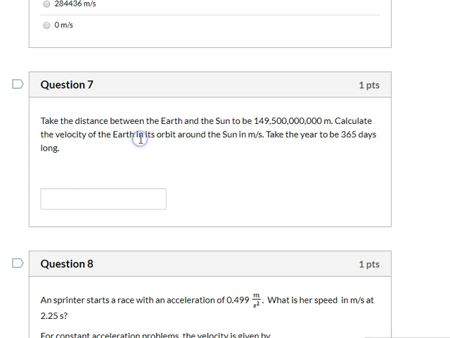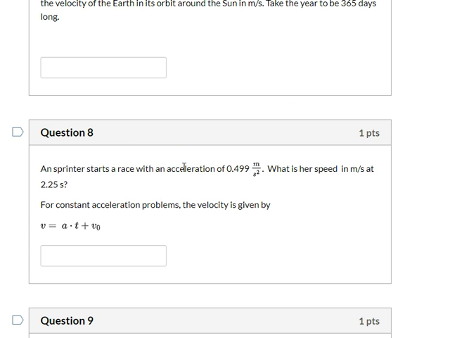Next, a sprinter starts a race with an acceleration of 0.499 meters per second squared. What is her speed in meters per second at 2.25 seconds? With constant acceleration problems, the velocity is given by, right? So on this one, key questions. We know the acceleration, 0.499. We know the time. What's V naught? Well, she starts a race. At the start of the race, how fast is she going? She's going 0, right? So number 8 is just the acceleration times the time because the initial velocity is 0.